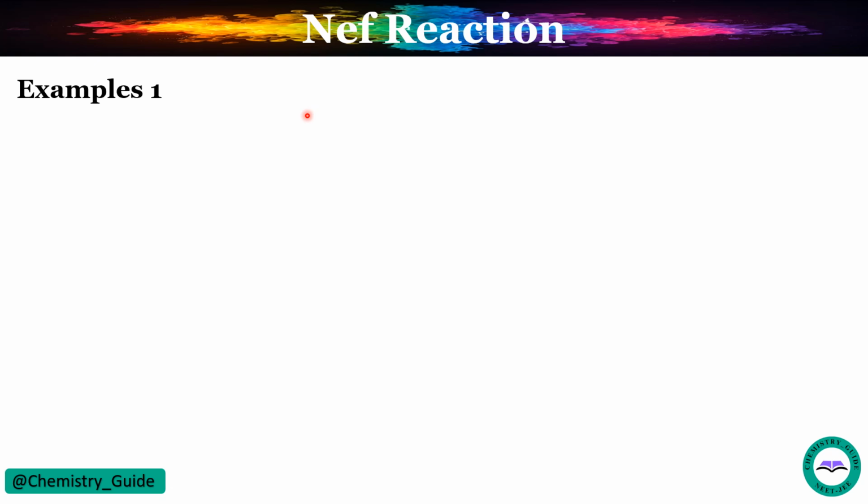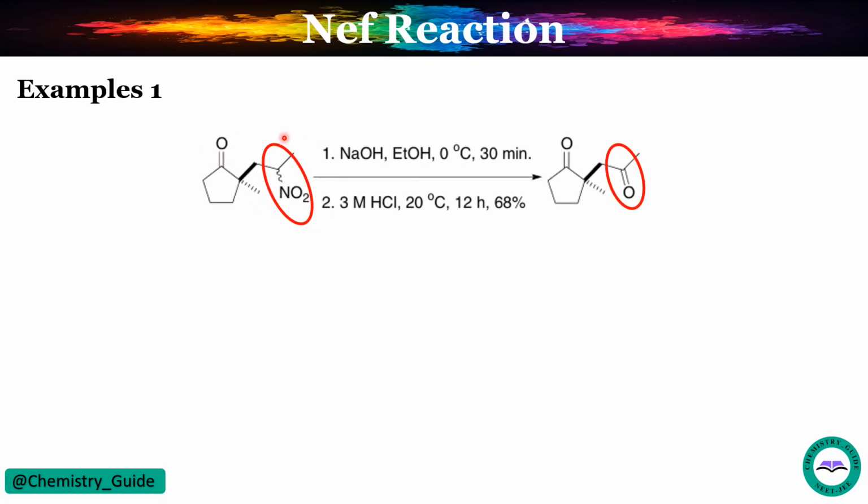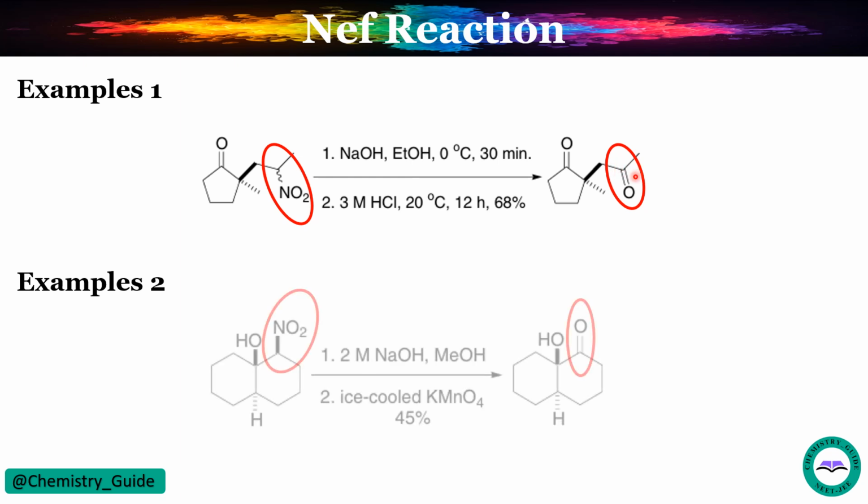Let us see the examples of Nef reaction. This is the first example, where we have the secondary nitro group which is converted to a carbonyl compound, that is, here we get the ketone. When we have the secondary nitroalkane, we get the ketone, and when we have the primary, we will get the aldehyde. This is the second example, where we have the secondary nitroalkane which is converted to ketone. Let us see the next.